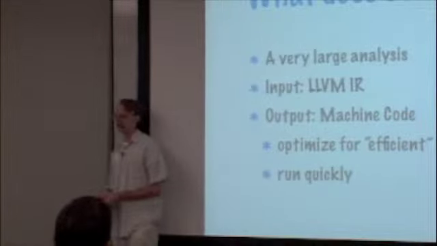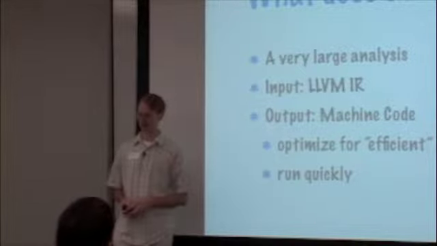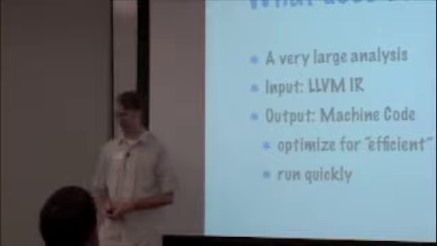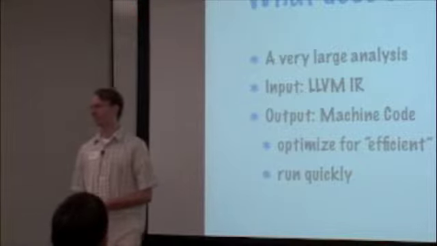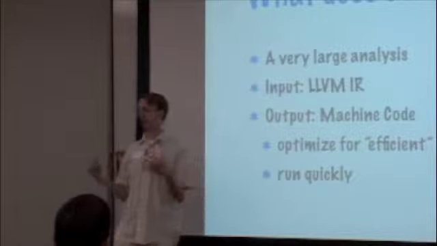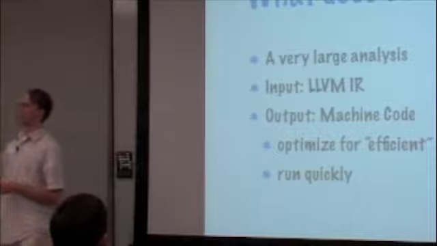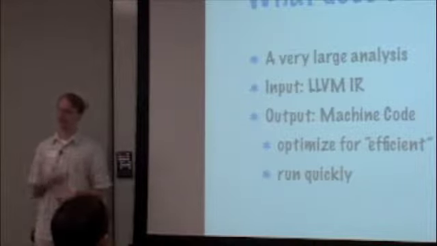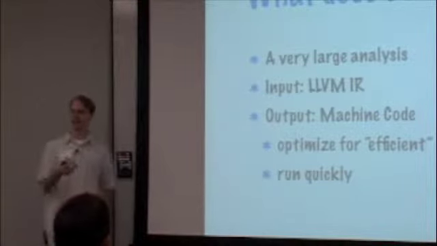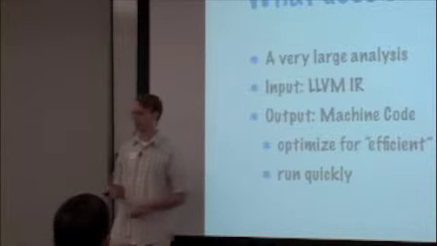So the first question I'm going to answer is, what does the CodeGen do? CodeGen, from an LLVM IR perspective, is essentially a very large analysis. It reads LLVM IR, and it produces machine code as output. The goal is to produce as efficient as possible machine code for some definition of efficient, and also to run as quickly as possible for use in very fast compiles as well as JIT compilation.